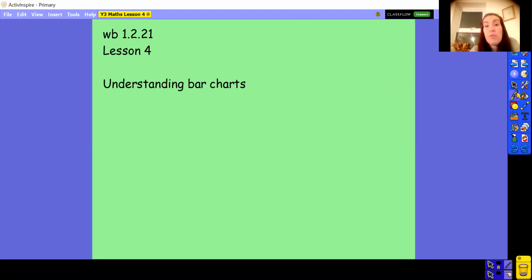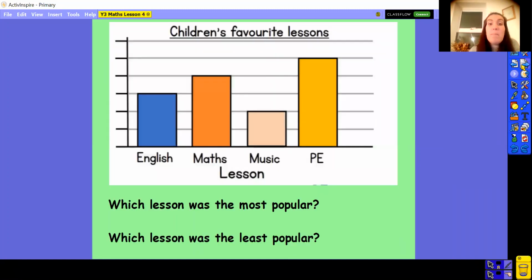Now bar charts are just a different way of showing the data that we've been looking at all week. So here's an example. This is a bar chart of children's favourite lessons. Now you can see that it's called a bar chart because the information is shown in these bars. Now what we can see is we've got the lessons English, maths, music and PE.